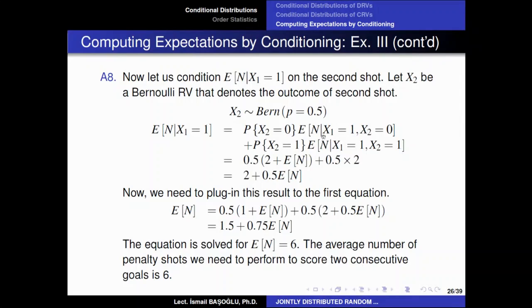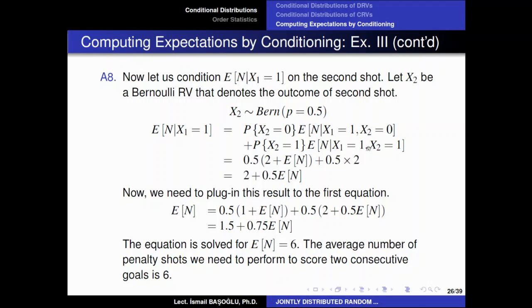Now, let's check the first conditional expectation. You have scored your first shot, but you have missed your second shot. So you have taken 2 penalty shots, but you have not counted any progress, which means from this point after the second shot, the expected number of remaining shots until you score 2 consecutive goals is still going to be equal to expected value of n. Imagine now you are restarting the process because the previous 2 penalty shots have not counted to anything.